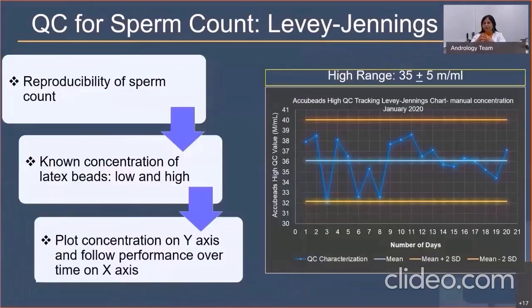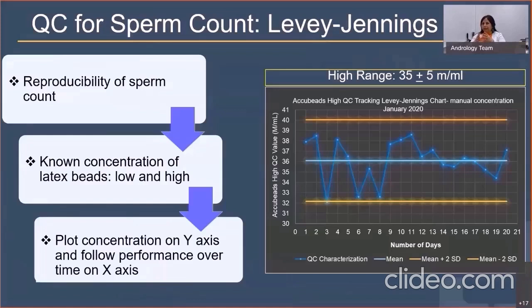Next slide, please. For a semen analysis, the quality control for the sperm count is paramount. It is of extreme importance. And how do we test the reproducibility of the sperm count? The procedure is to use a known concentration of latex beads or AccuBeads, and these come in two ranges, the low and the high.